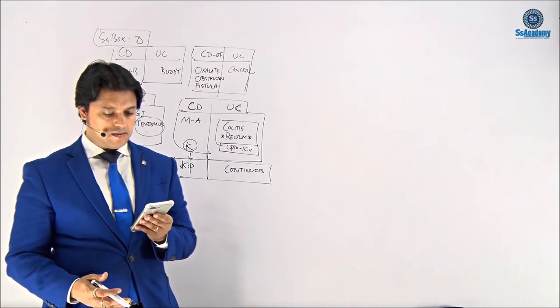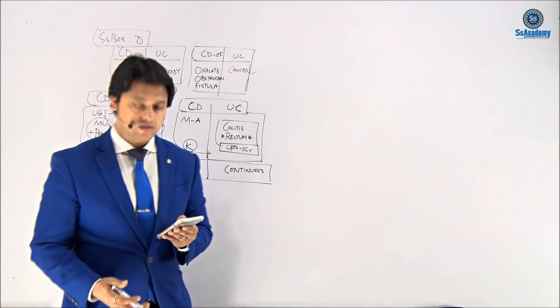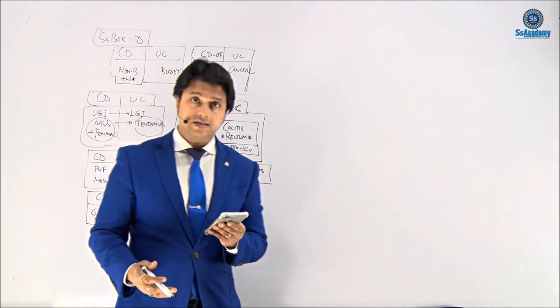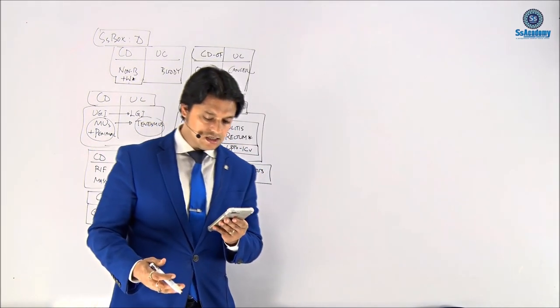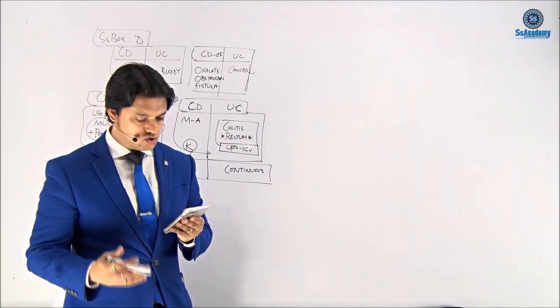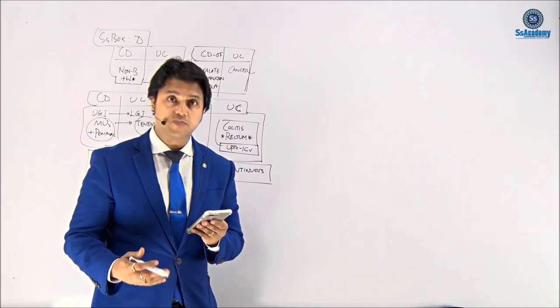Barium enema, that loss of haustrations, circle the haustrations. Superficial ulceration leading to pseudopolyps, so circle pseudopolyps. And in long-standing disease, the colon is narrow and short, that leads to the development of the drain pipe colon.